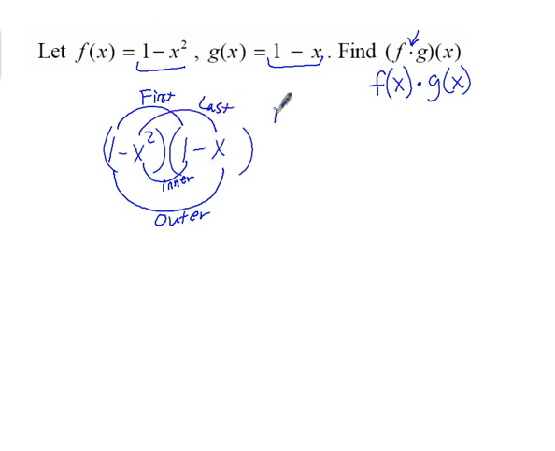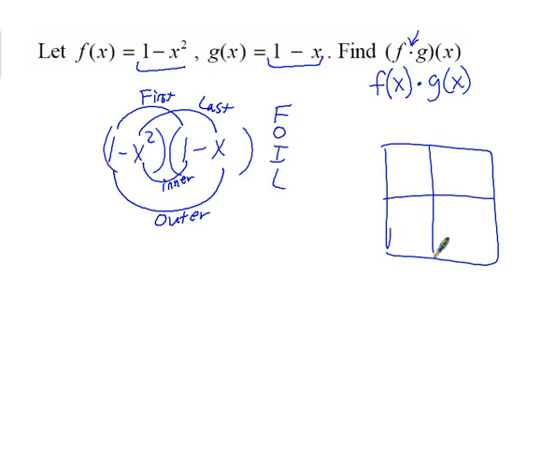That's where the acronym FOIL is coming from. First, outer, inner, last. Some people like to do it with the generic box. I kind of like this visually. It helps. 1 minus x squared and 1 minus x. 1 times 1 is 1. 1 times negative x squared is negative 1x squared, or just negative x squared. 1 times negative x is negative 1x, or negative x.